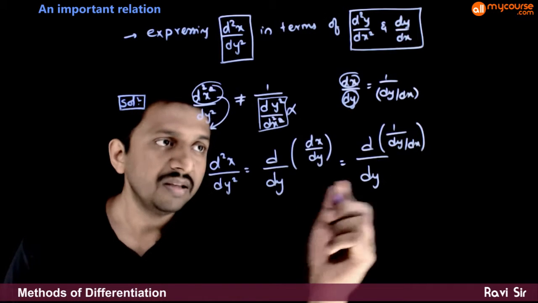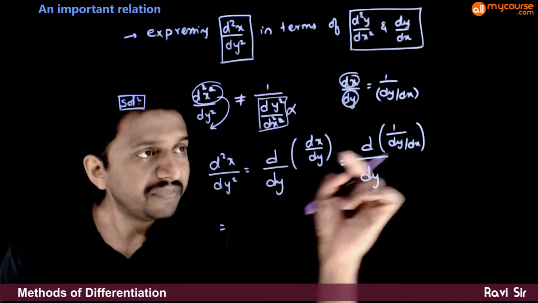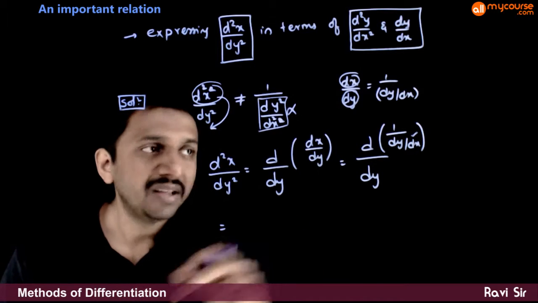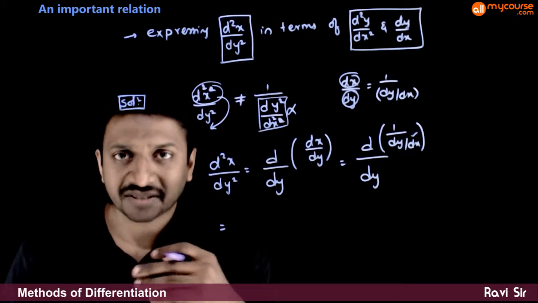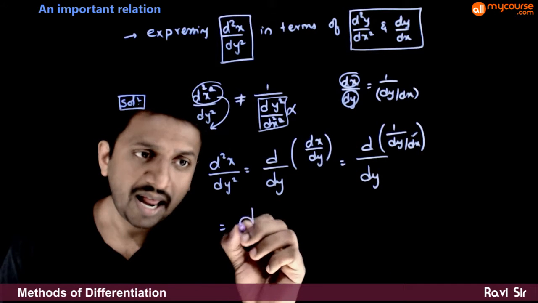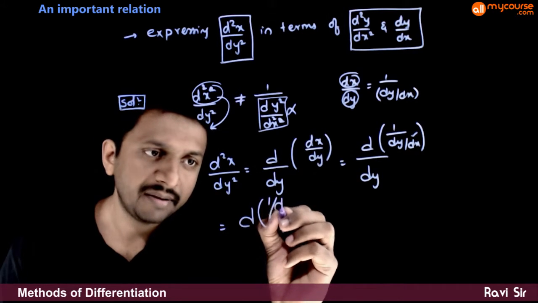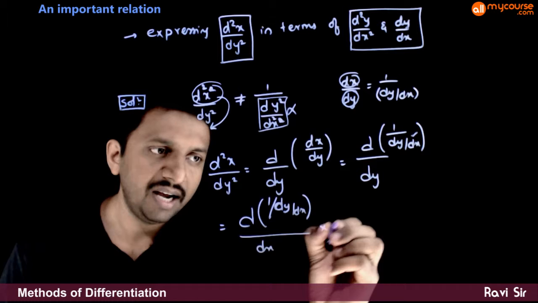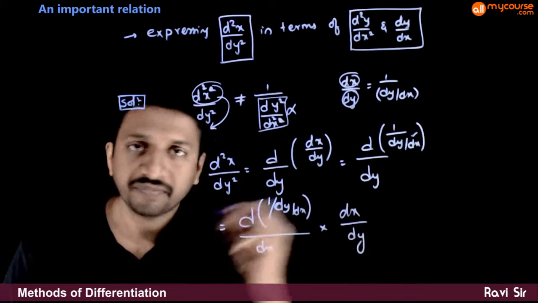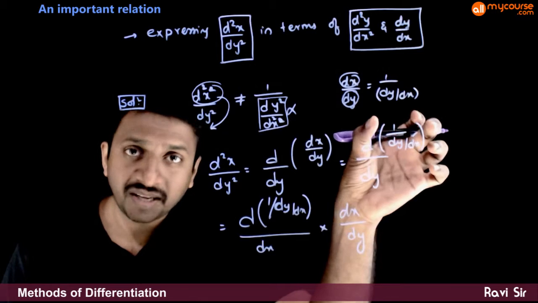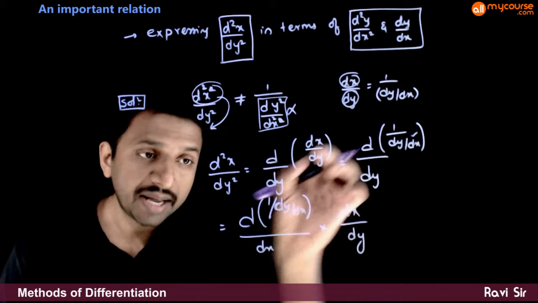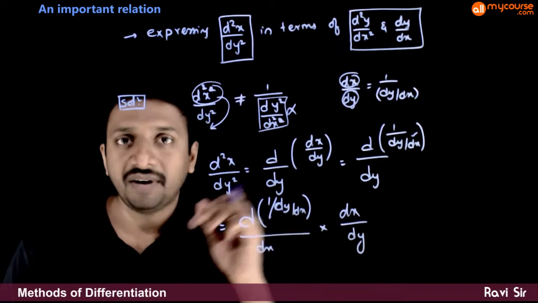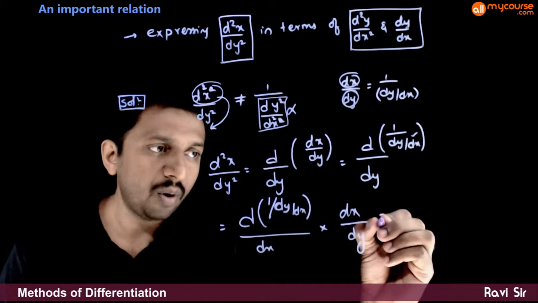So dx by dy can be written as 1 by dy by dx, because these two are just simple infinitesimally small numbers. Usually, as you know, dy by dx will be in terms of x. So what I do is, d of 1 by dy by dx by dx into dx by dy. Now, d of something is a number, d of y is a number. So I can separate these two, d of something and dy, and I am multiplying and dividing with dx.